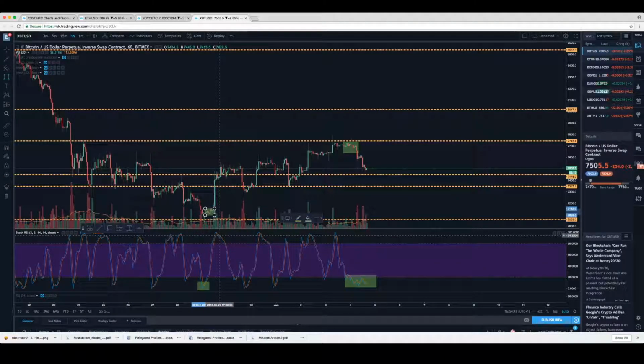So here you can see, let's go over here. It's actually crossed over here. It's just crossed over, which means again, it's looking ready to be bought. Perfect, and that's all for stochastic RSI.